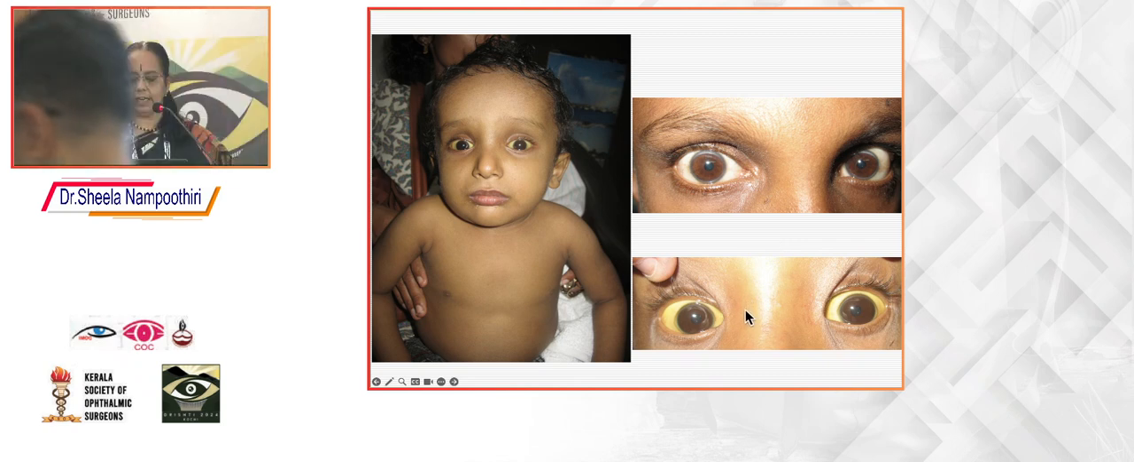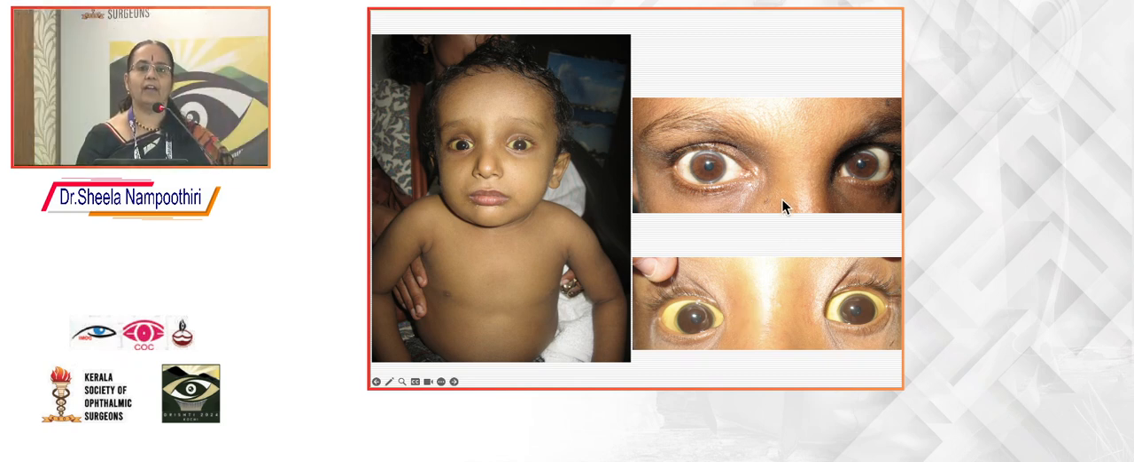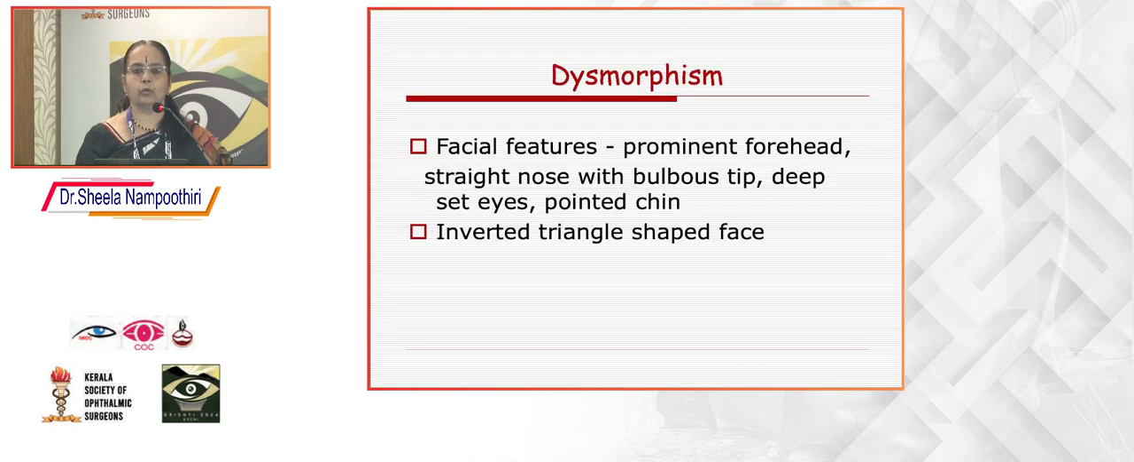And this is the father and this is the child. Both of them were having posterior embryotoxon. But the father, apart from having posterior embryotoxon, did not have any other features. So this is an autosomal dominant disorder, which has a 50% chance of inheritance. So the point here is that if two people in the same family have the same disease, the severity can be completely different.